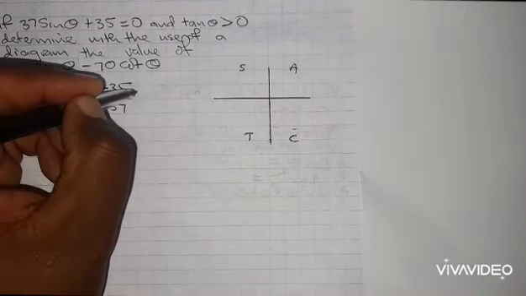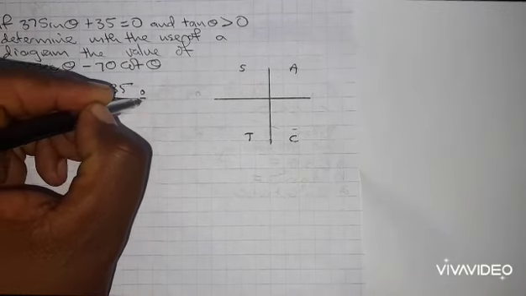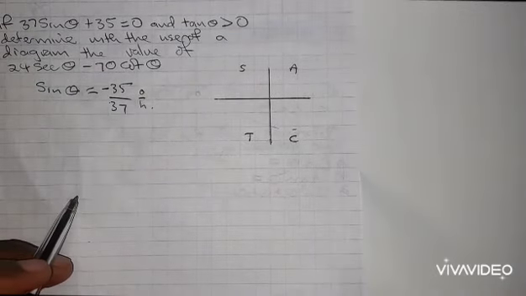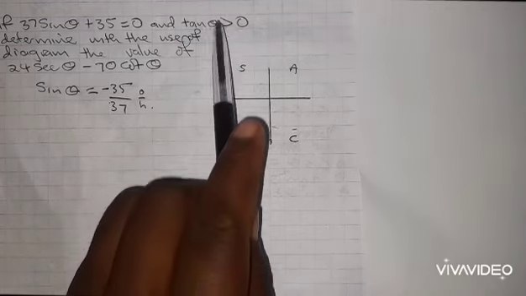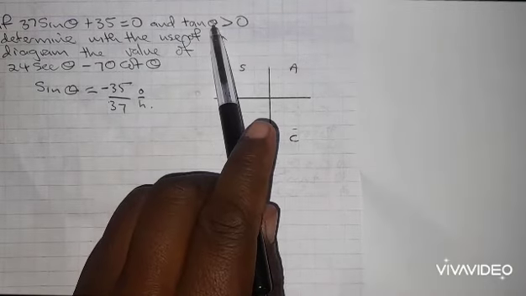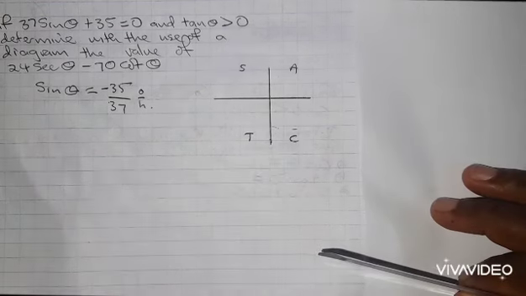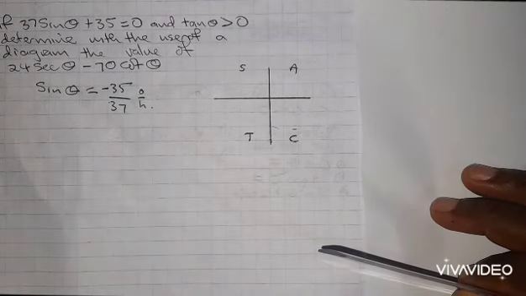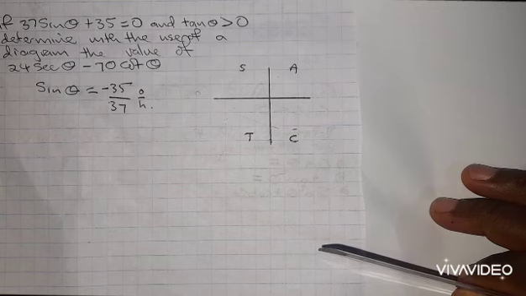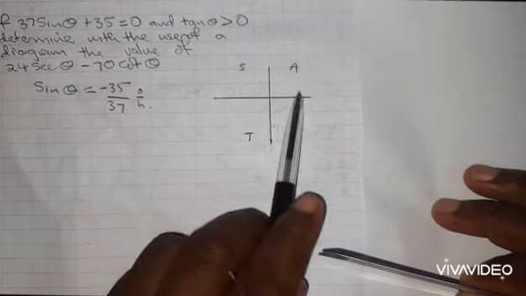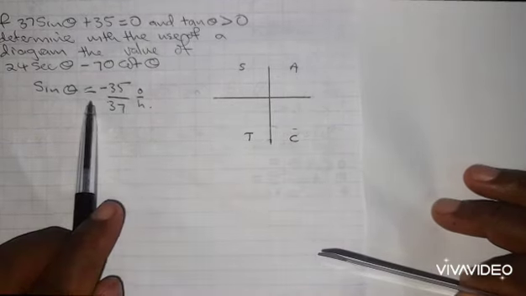And remember that this is opposite over hypotenuse. Sine theta is opposite over hypotenuse, and we are given this condition: tan theta is greater than 0 or it is positive, with the use of a diagram. So we need to draw that diagram. Now, how do we draw the diagram? We need to decide the quadrant where we put this diagram.